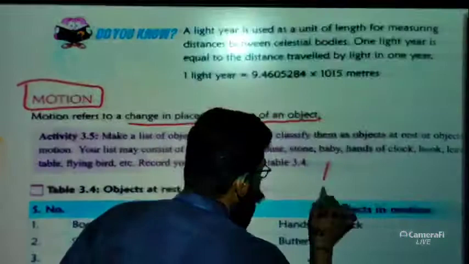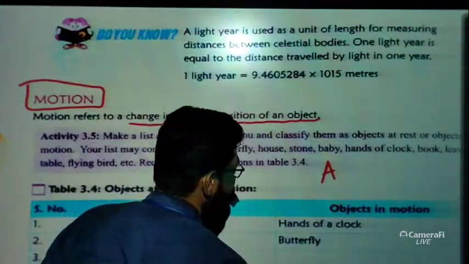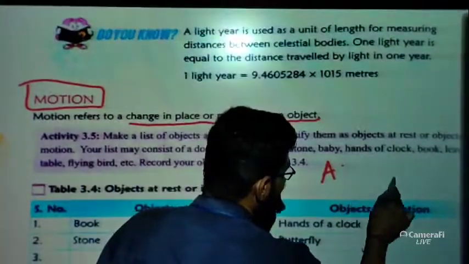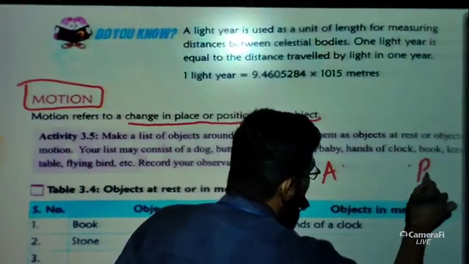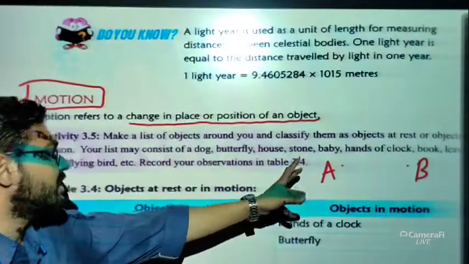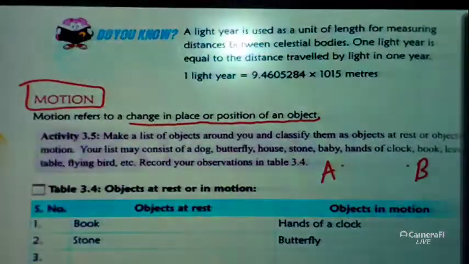So if this is object A at this place, now after a time of 1 second it will come to this point. This is place B. So this change in position in a certain interval of time we call motion.